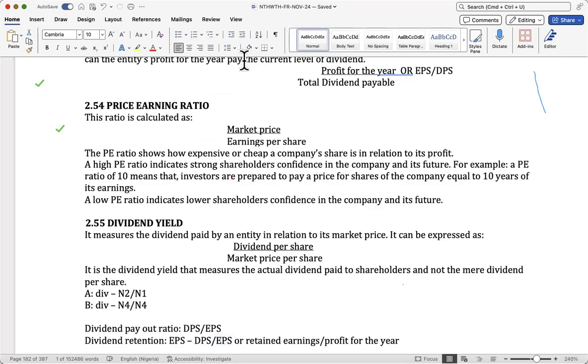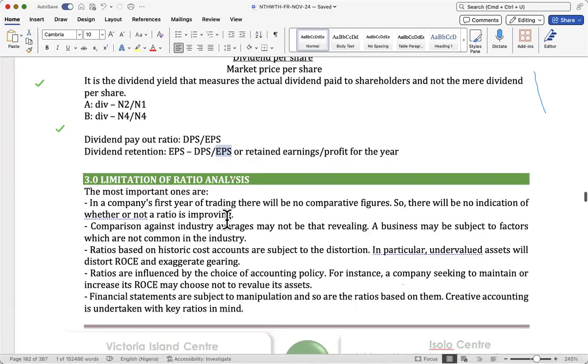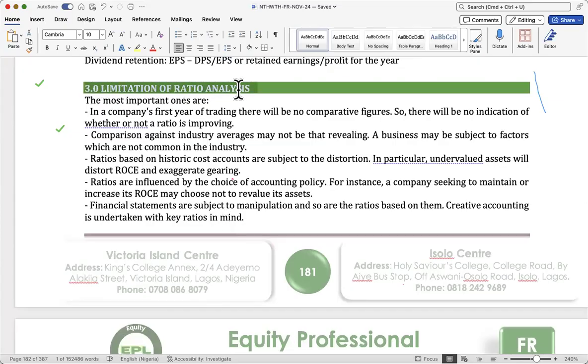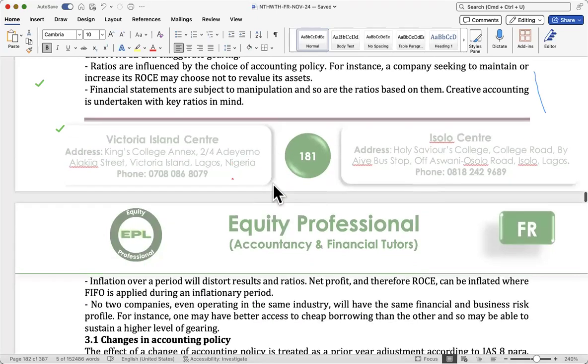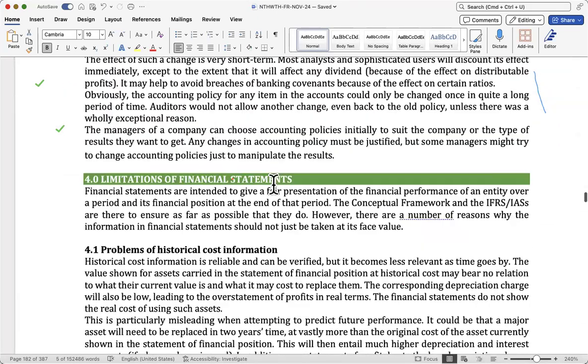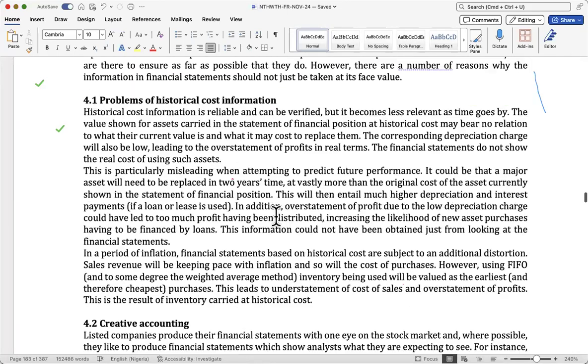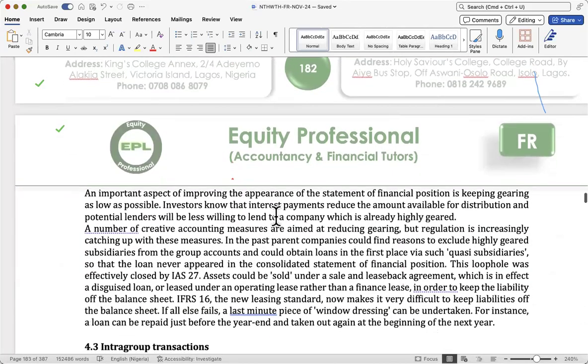Okay. Now, on a final note, before I let you guys go, it's been long they asked this one, but you might want to learn a little about it. Just know that these ratios have limitations. Learn about the limitations of these ratios. At least know 2 or 3 of them. And maybe this one might not concern you, limitation of financial statements, but it's not bad reading it through as well. You might learn 1 or 2 things from it.